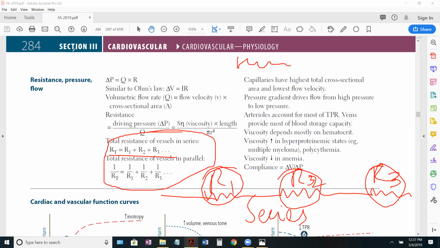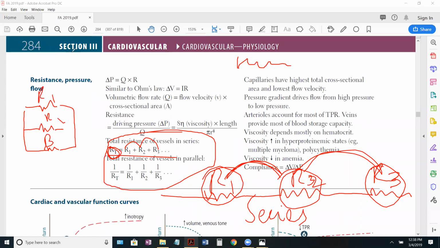They are connected in series, so the total resistance of the system, RT, will be the sum of all the individual resistors. Let me explain again: this is a resistor, this is a resistor, and this is a resistor, R1, R2, and R3. Tell me, if the blood is coming from here and it has 3 pathways to go, is the resistance of this pathway more or less than the previous pathway? This is pathway number 1, and this is pathway number 2. Whose resistance do you think is less?